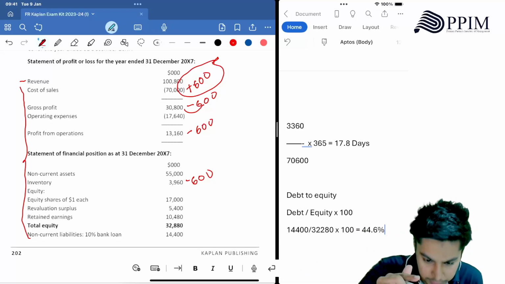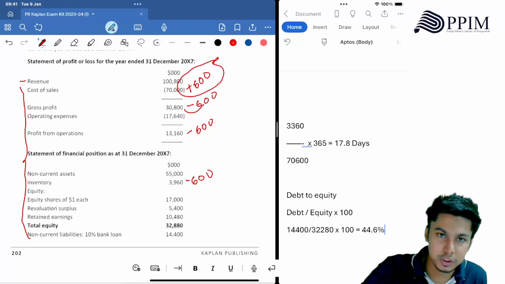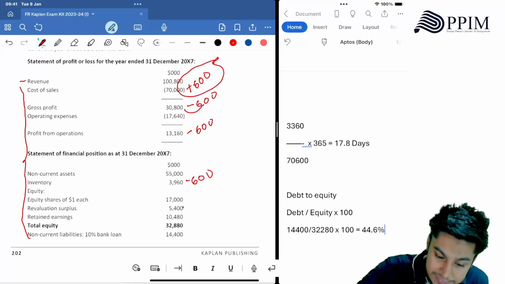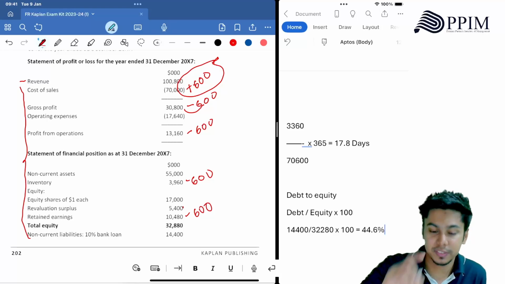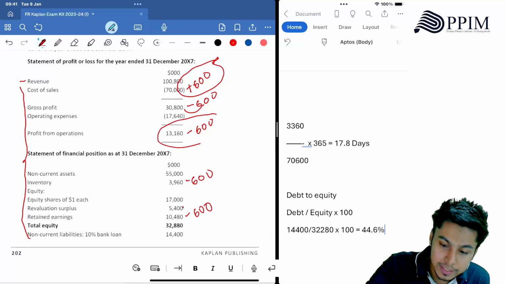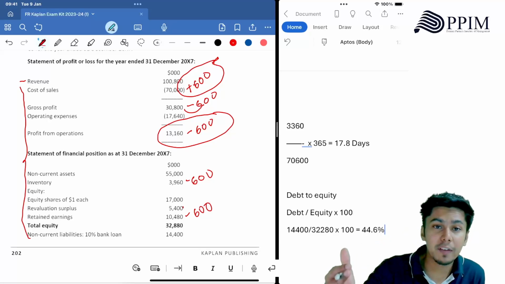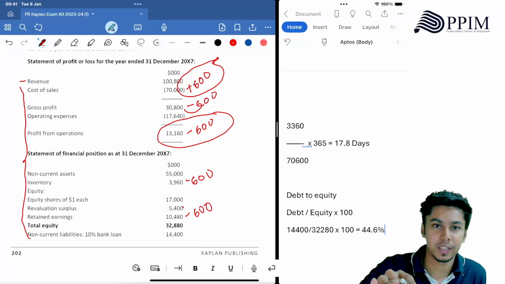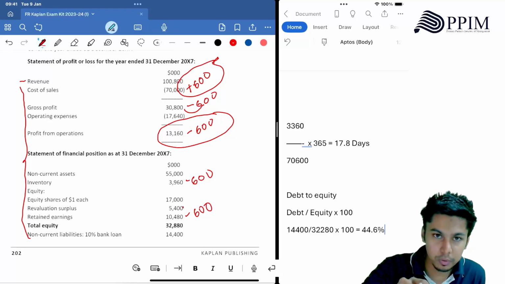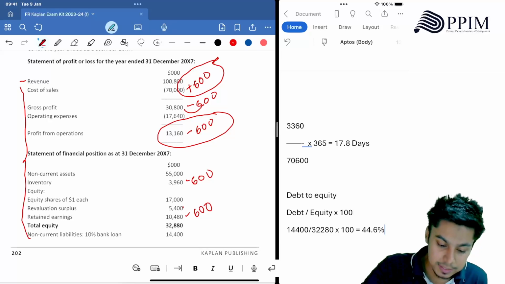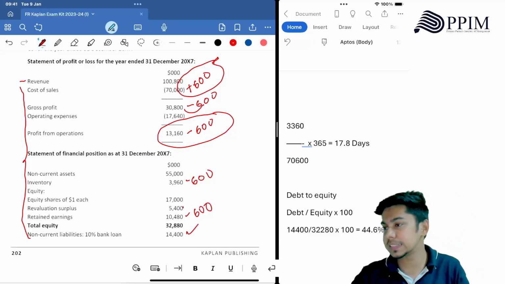Okay, now that's all done. Right, now let's move on to the SOFP. Non-current assets don't get affected. Inventory already adjusted. Equity share doesn't get affected. Revaluation doesn't get affected. But retained earnings will get affected. Why will retained earnings get affected? Guys, look at this. If your operating profit goes down, your profit for the year, profit after tax, that also will go down. If profit after tax goes down, retained earnings also will go down. That's why the retained earnings, we are subtracting 600, and then non-current liability will stay as it is.